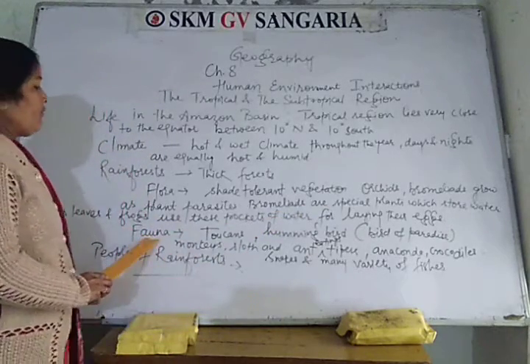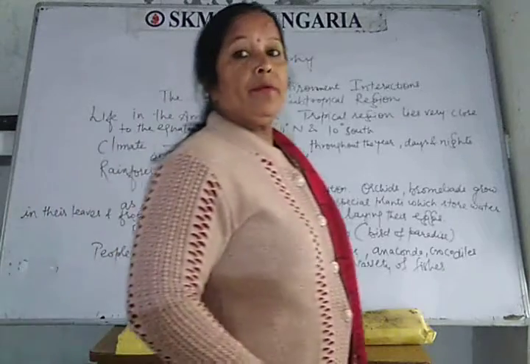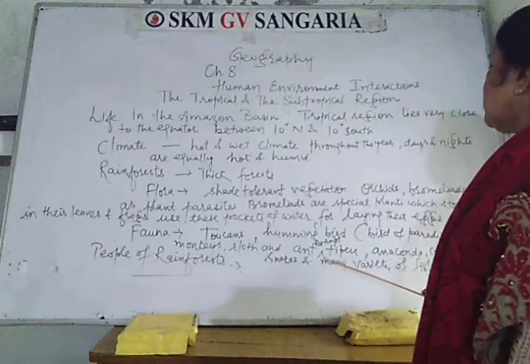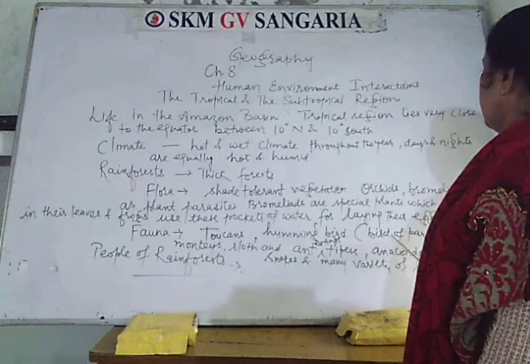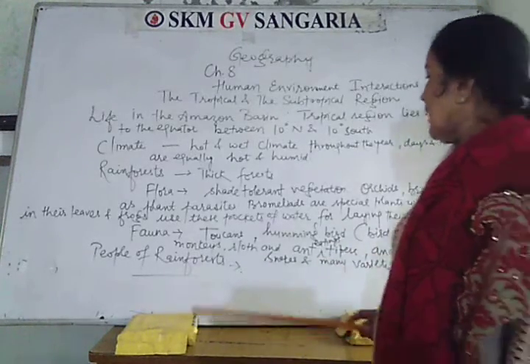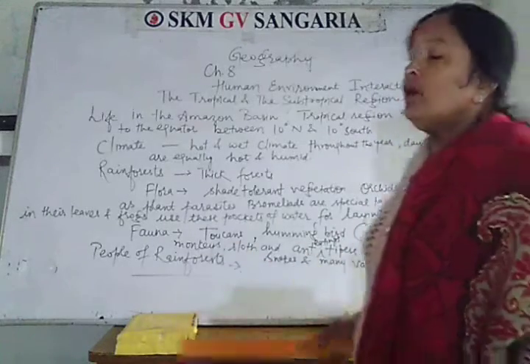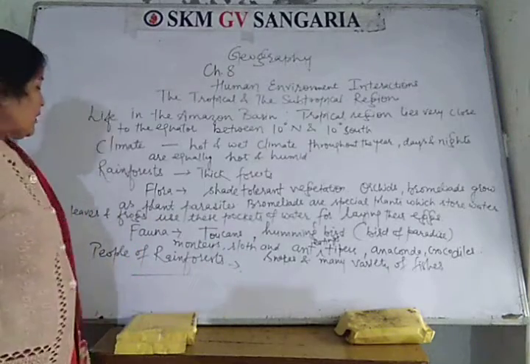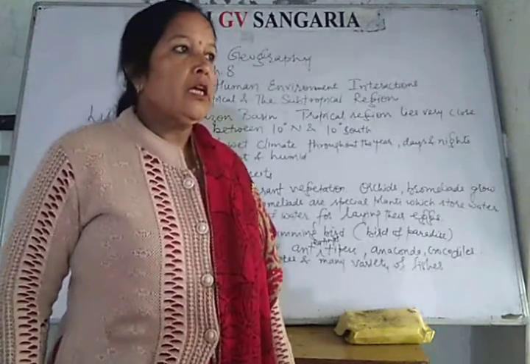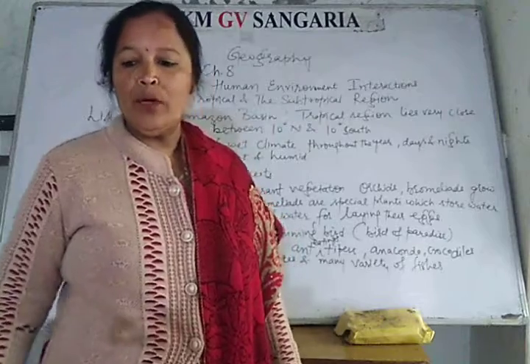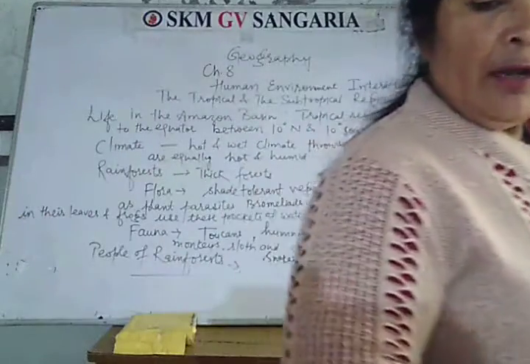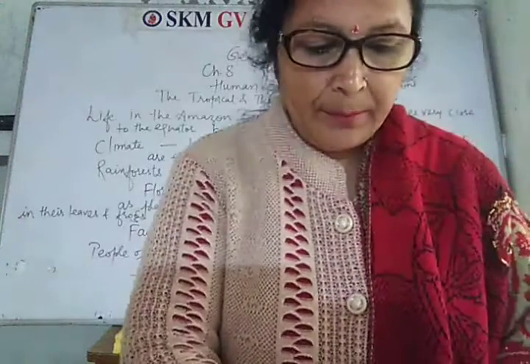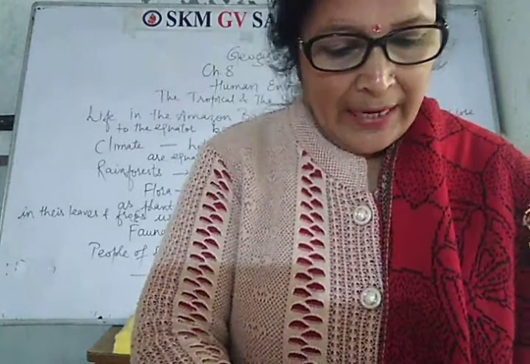Then you learned about the fauna. Toucans, hummingbird, which is also called the bird of paradise, monkeys, sloth, ant eating tapirs, anaconda, crocodiles, and snakes, and many varieties of fishes are found here. Today you will learn about the people of the rainforest and life in the Ganga Brahmaputra Basin. So let's start.